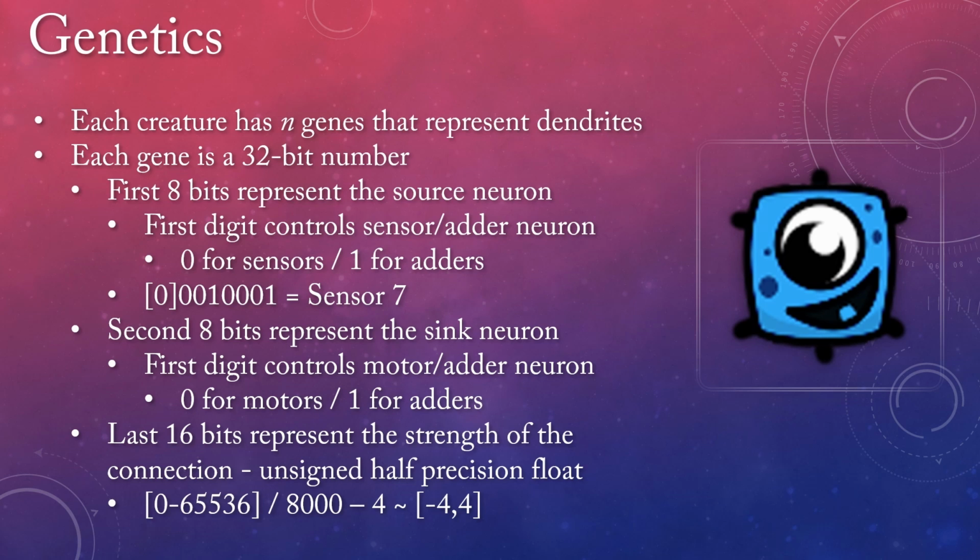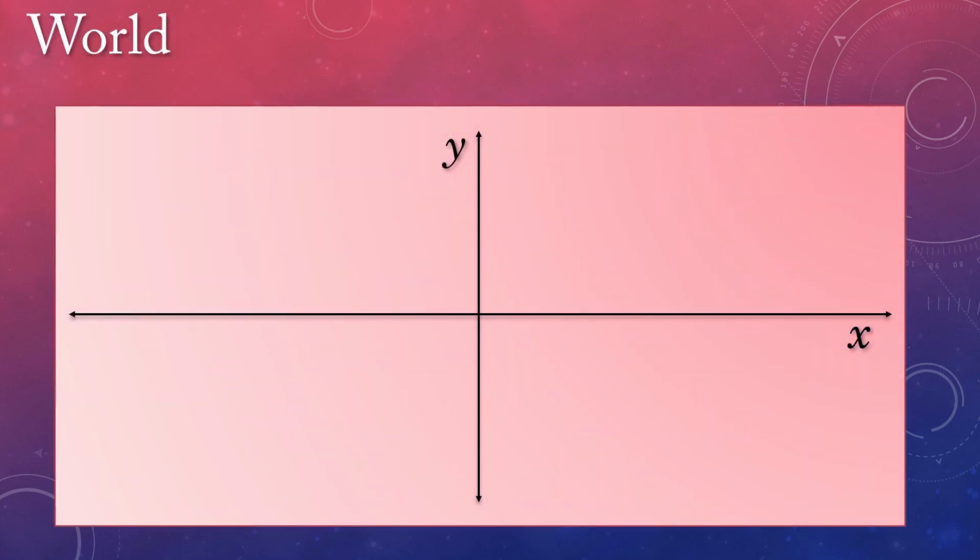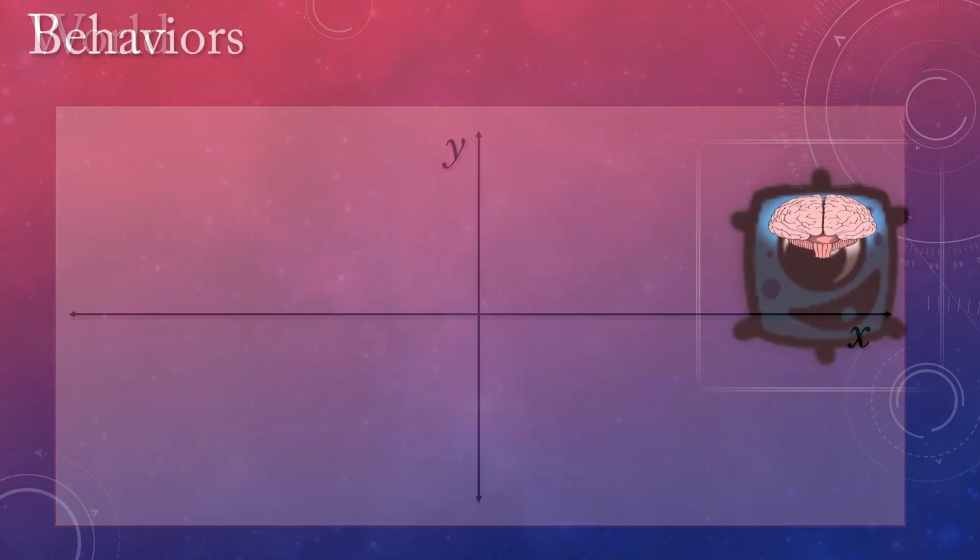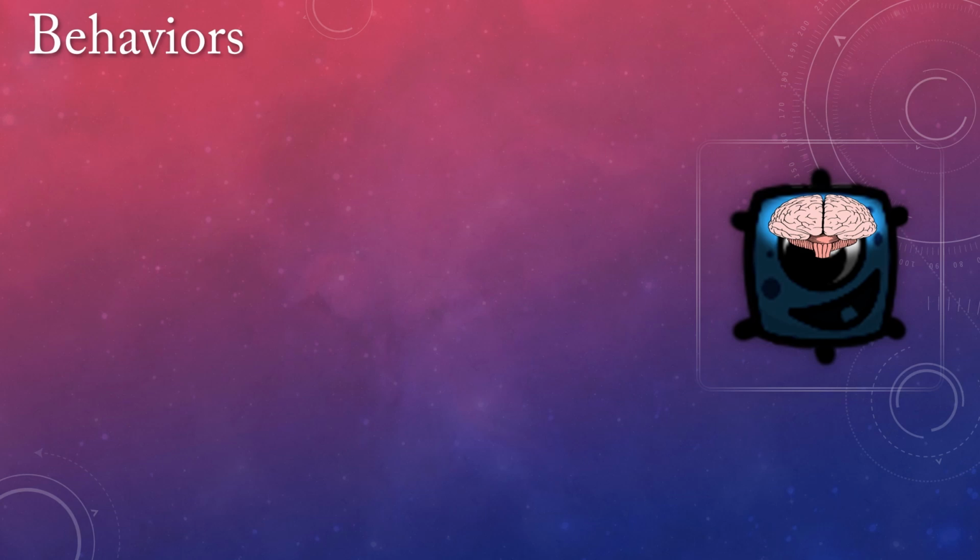This is stored as an unsigned half-precision float, and so we do some simple math and we get some value between -4 and 4. And then the world is just a 2-dimensional Cartesian plane, and these creatures might have certain behaviors that come from how their brains are wired up.